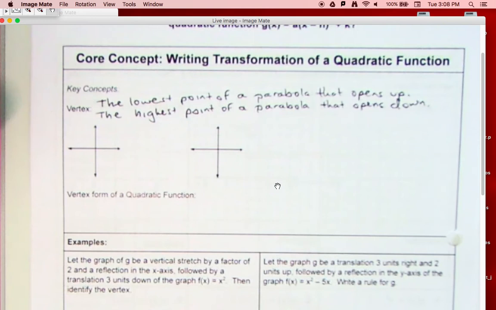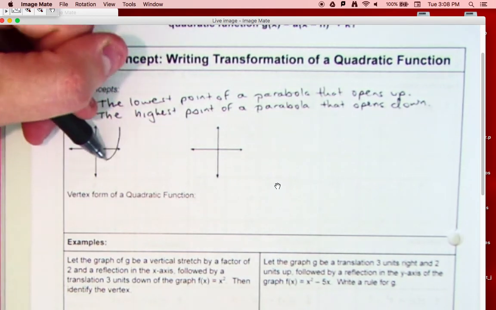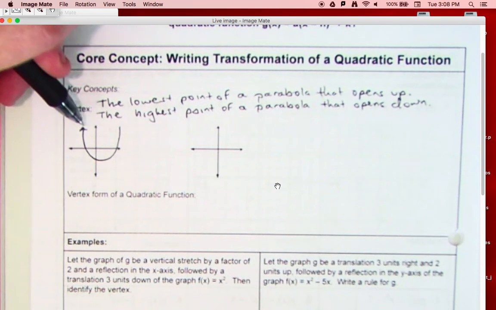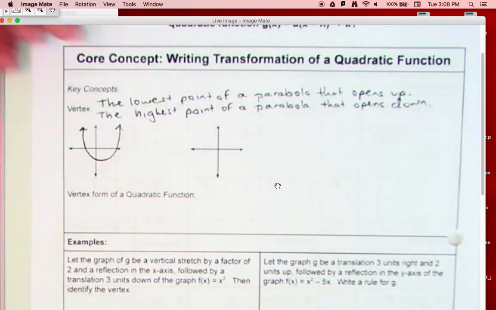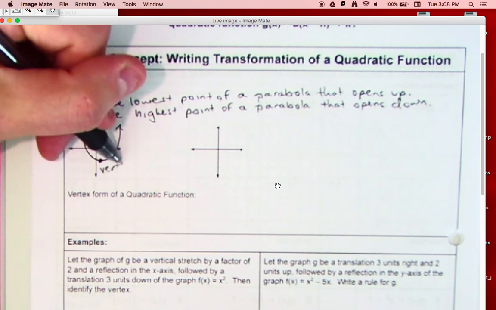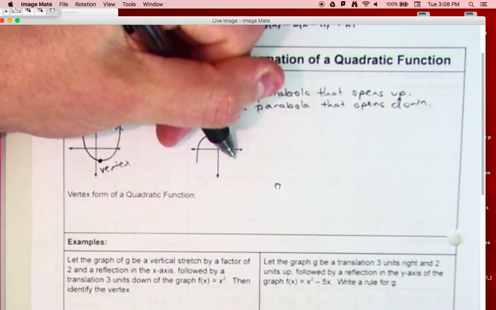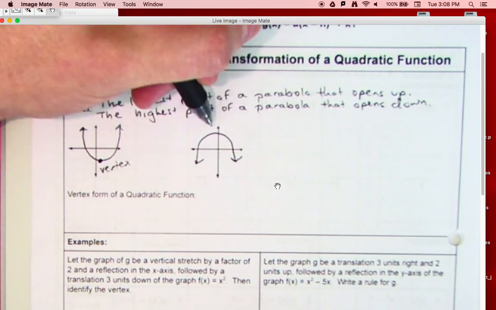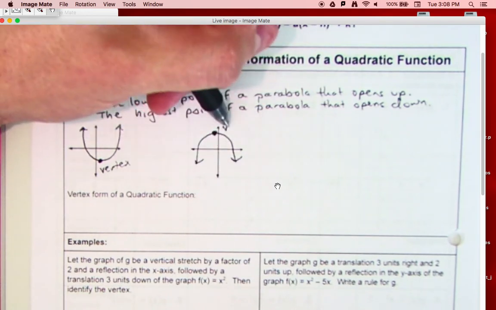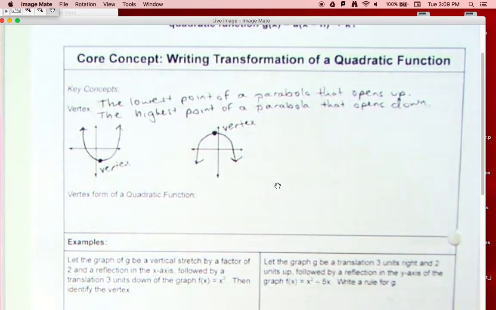Okay? So let's look at it graphically. So the first one, lowest point of a parabola that opens up. Let's go ahead and draw a parabola the best you can. Remember, it's that general shape. And then here's our lowest point right about there. That's our vertex. And then if you have one that opens this way, I would say the vertex is right about there. Okay? So that's what a vertex is.